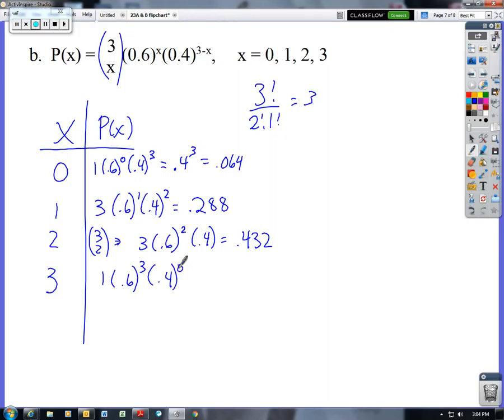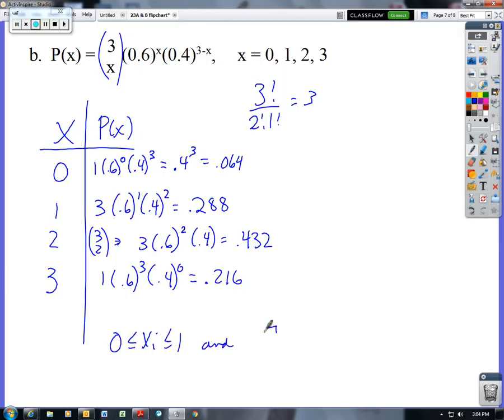And 0.6 to the third is 0.216. And then we have to sum all those. Okay, so first of all, you could notice that all the probabilities are less than 1. So you could say the x sub i's are between 1 and 0.